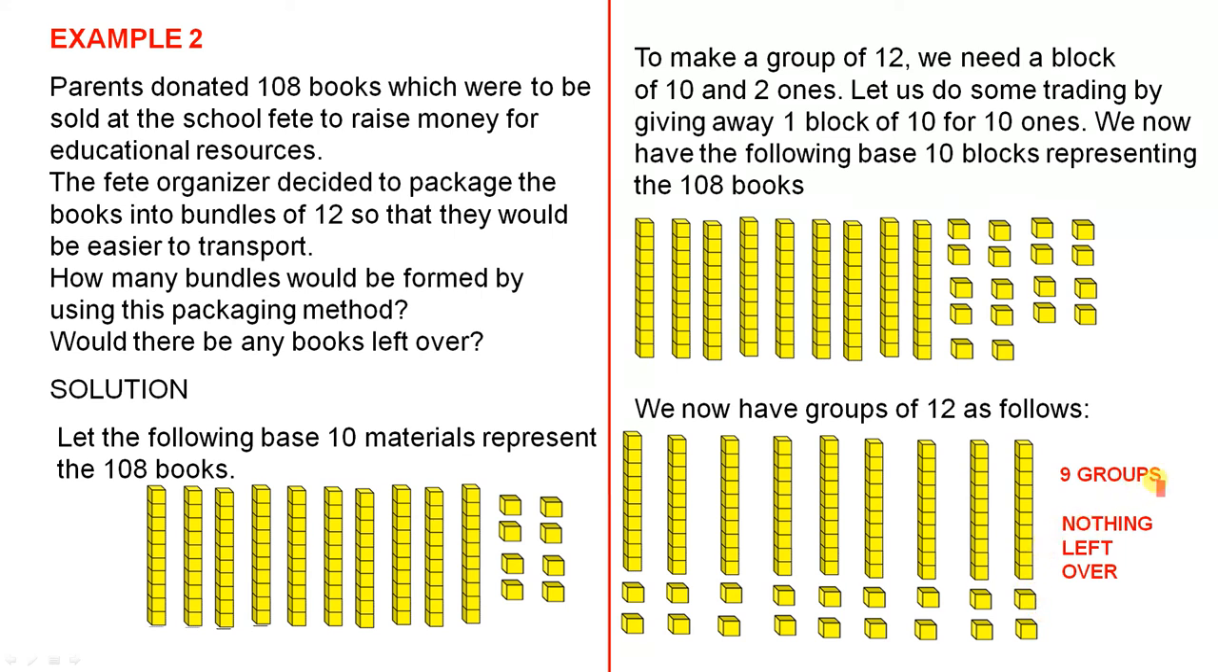So what do we have? We've got 9 groups. See that? 9 groups. That's the same as 9 bundles, because the question was how many bundles would be formed by using this packaging method. So we have 9 groups or bundles, nothing left over. So there's a good example of how we can use base 10 materials to help us.